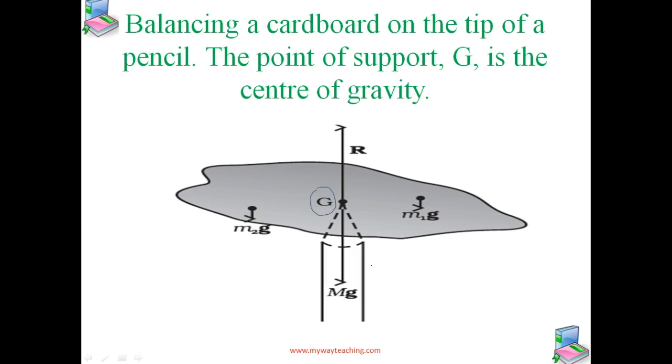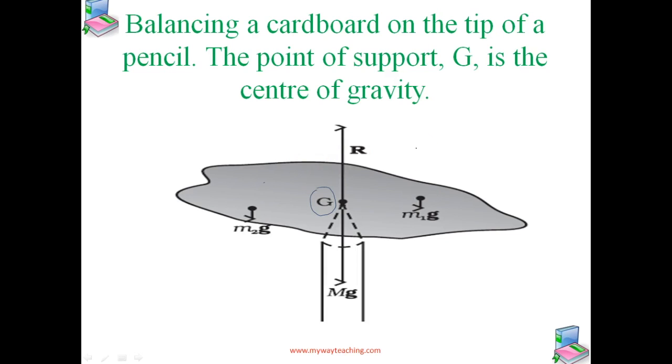The center of gravity of the cardboard is so located that the total torque on it due to the forces M1G, M2G, and so on, means the system of particles, is zero. Here all these are a system of particles. The total force due to all these particles must be 0.